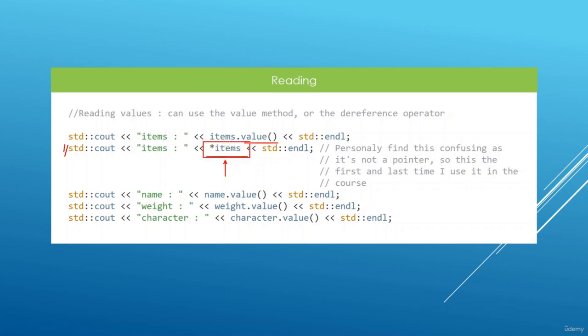It is going to make your code confusing. I don't even know why they did this in the C++ standard. So if we go down here, we see a few other examples of using the value method or function. So we say name value, weight value, character value. It is going to print the value contained in all these std optional variables.